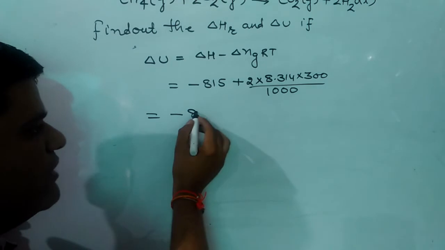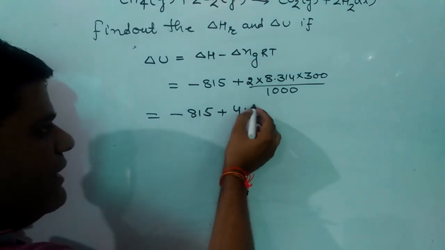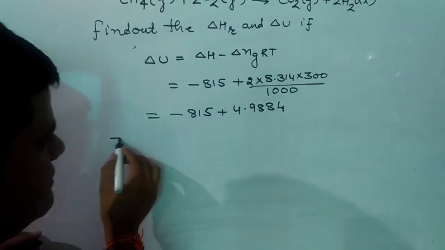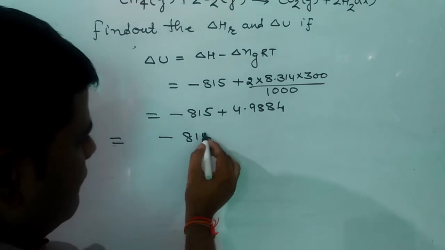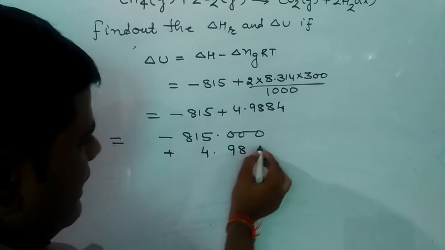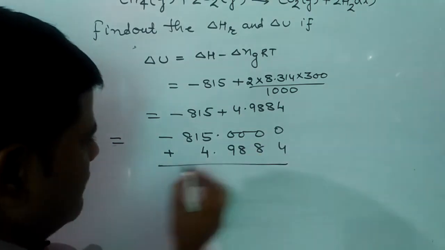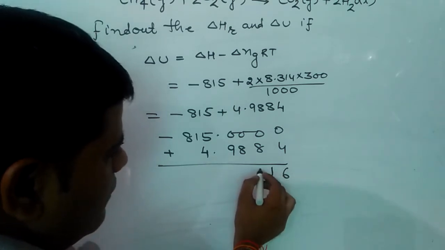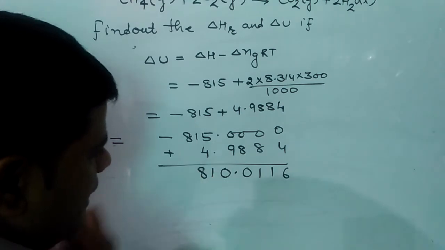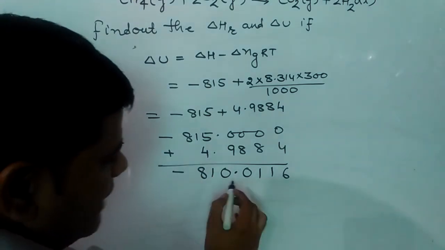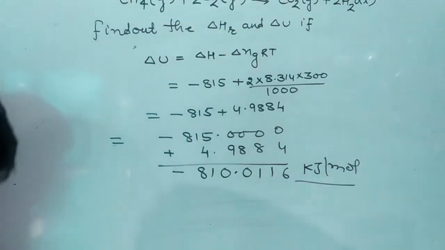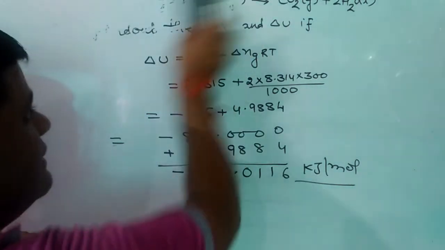So it will be minus 815 plus 4.9884. So on subtracting, we will get minus 815 plus 4.9884. So it will be minus 810.0116 kilojoule per mole. I hope you understand this numerical. Same way you may proceed for the other one.